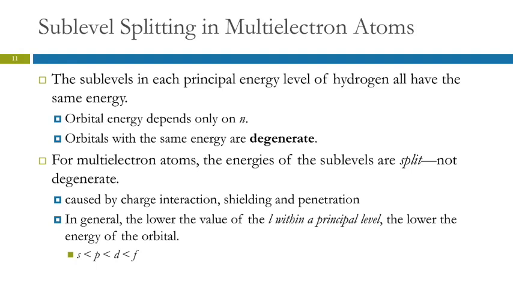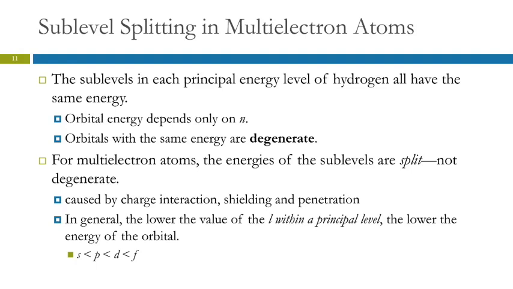The sublevels in each principal energy level of hydrogen all have the same energy, and so the orbital energy only depends on the principal quantum number. When we have different orbitals that have the same energy, we say they're degenerate. So they have the same energy.